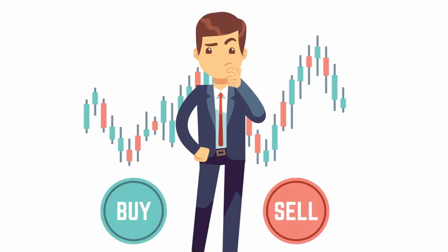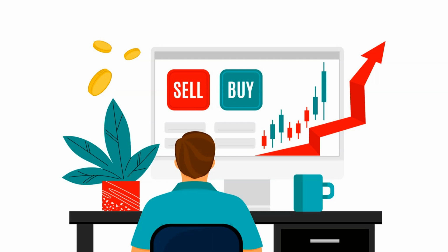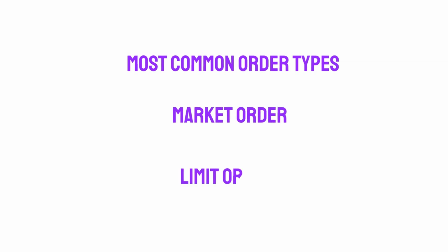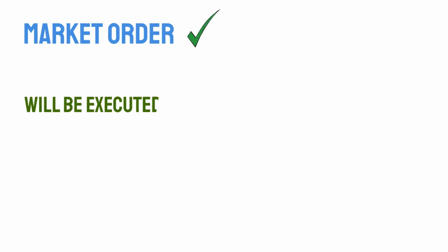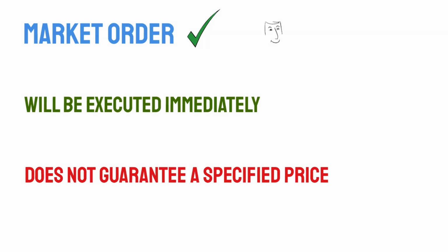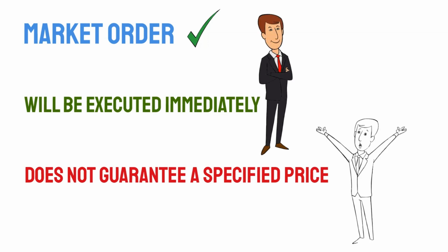There are different types of orders you can use to buy and sell stocks through a brokerage firm. Some of the order types may not be available through all brokerage firms. The two most common order types are the market order and the limit order. A market order is an order to buy or sell a stock at the market's current best available price. Generally, a market order will be executed immediately. However, the executed price is not guaranteed. A market order typically guarantees execution, but it does not guarantee a specified price.